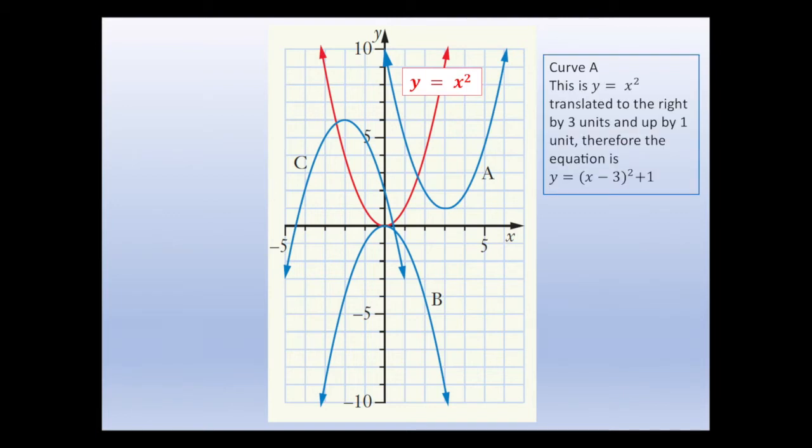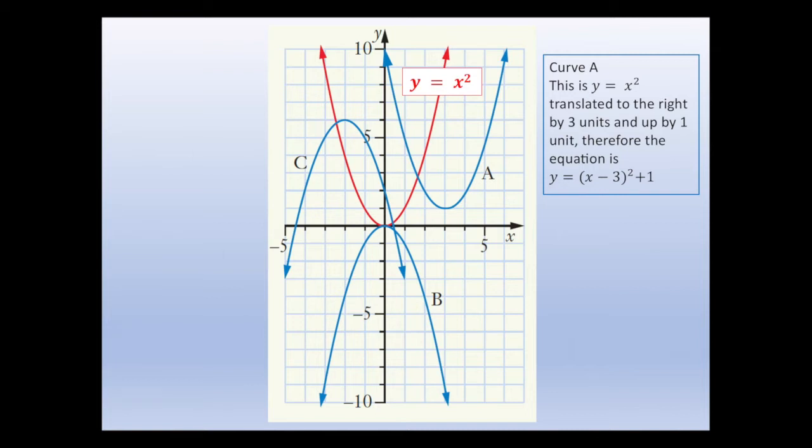Now, you know that curve A is y equals x squared translated to the right by 3 units and up by 1 unit. Therefore, the equation is y equals (x minus 3) all squared plus 1. Remember, x minus 3 means it moves across to the right by 3 units. Plus 1 moves it up by 1 unit.